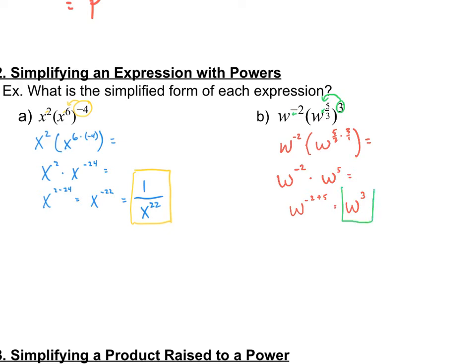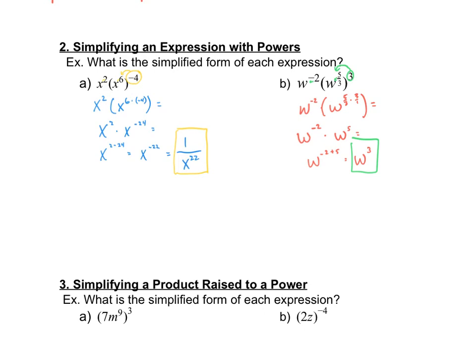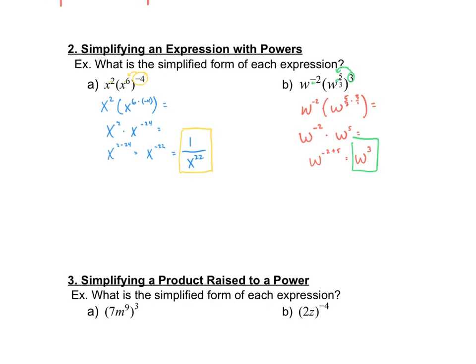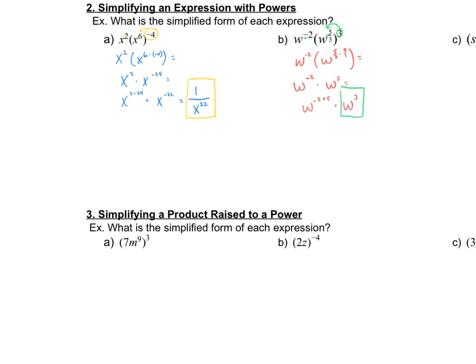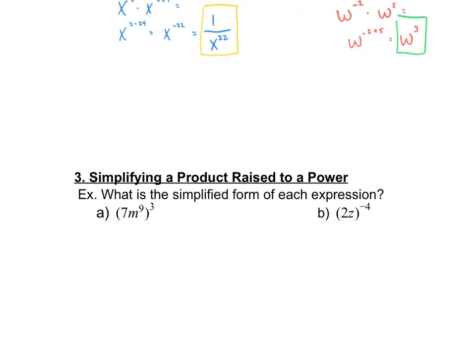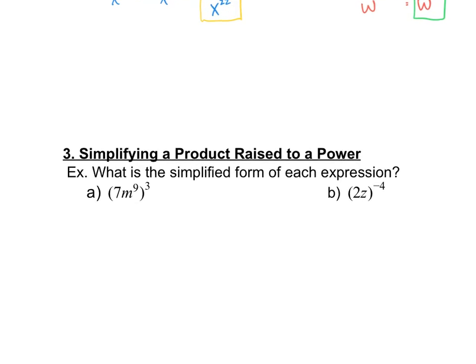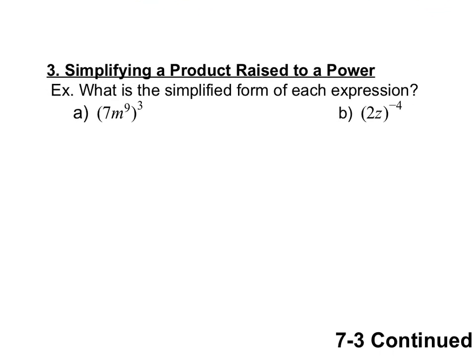So again, sort of applying all the rules, as one student said, every time it's a different thing. Well, every time we're doing a little bit additional to it to show that we are expanding what we know. So simplifying a product raised to a power. Okay, so what is the simplified form of each one of these expressions? Let's just look at what we know.